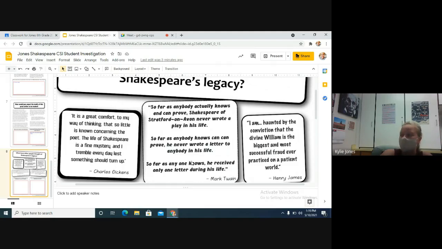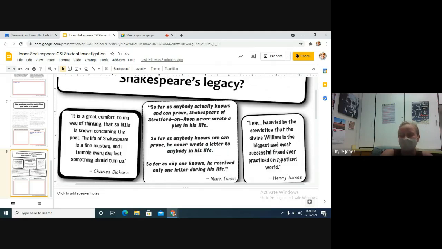In the middle, Mark Twain. So far as anybody actually knows and can prove, Shakespeare of Stratford-on-Avon never wrote a play in his life. So far as anybody knows and can prove, he never wrote a letter to anybody in his life. And so far as anyone knows, he received only one letter during his life.